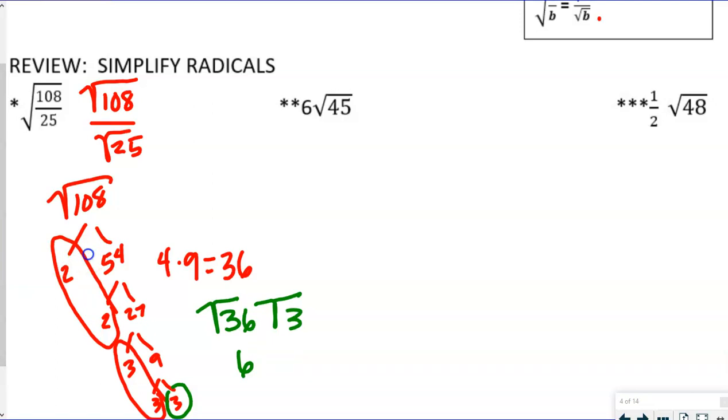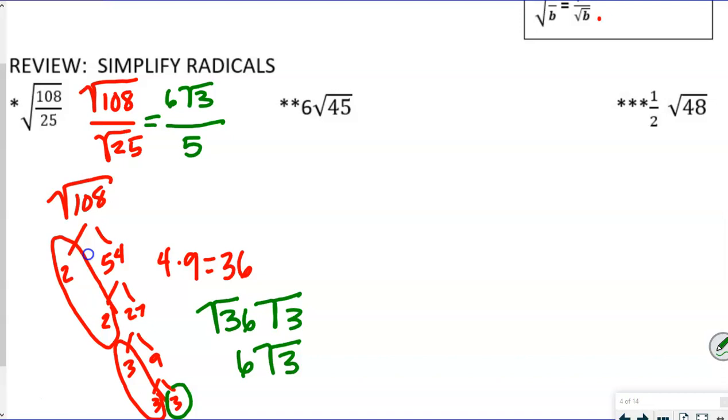So then it's times the square root of 3. So that's going to be our numerator up here. 6 square root of 3. And then we know this square root of 25 is 5, right? And that's as simple as that can get. We can't reduce that anymore, okay? But that's the answer. Any questions?